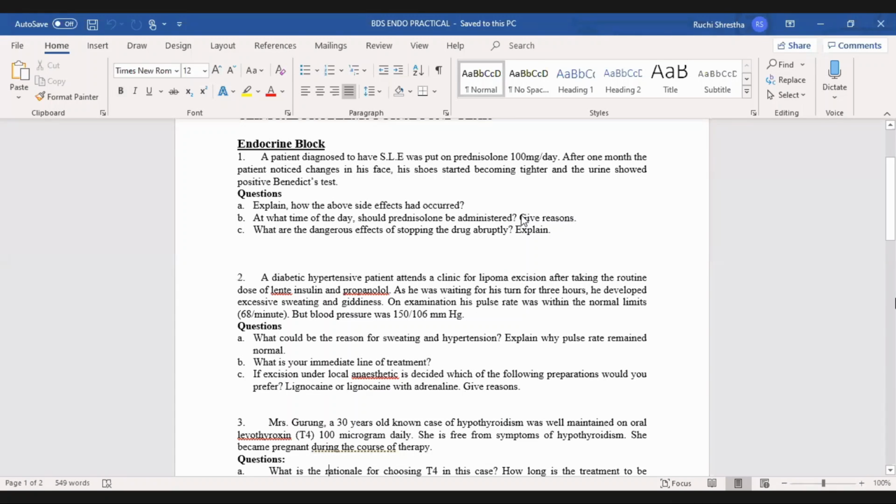A patient diagnosed to have SLE was put on prednisolone 100 mg per day. After 1 month, the patient noticed changes in his face. His stool started becoming tighter, and the urine shows a positive Benedict test. The questions are: explain how the above side effects have occurred, at what time of the day should prednisolone be administered, give reasons, and what are the dangerous effects of stopping the drug abruptly. Anyone want to voluntarily answer the question?